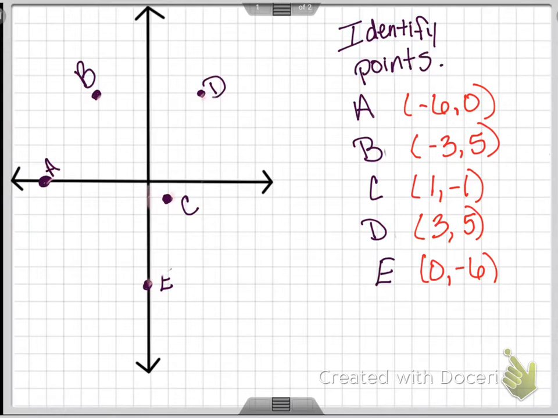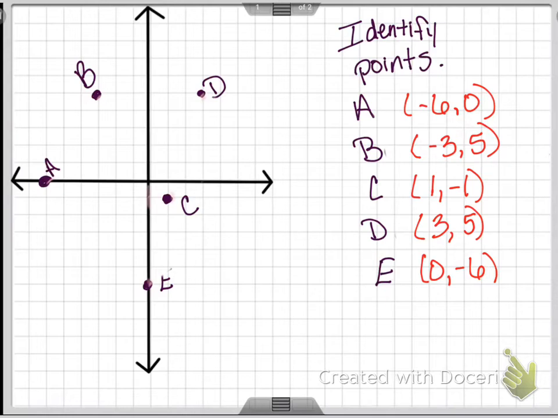Couple things. A is on the x-axis, so I go over -6 and I don't go up and down at all. I want you to look at E. E is on the y-axis, so I don't go left to right at all. I go down. So notice where your 0 is. For A, my 0 is where my y value is. For E, when I am on the y-axis, 0 is where my x value would be. Okay, so y-intercepts and x-intercepts are going to be some important things that we talk about.